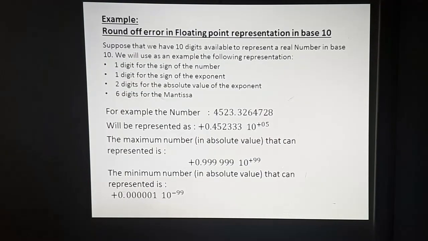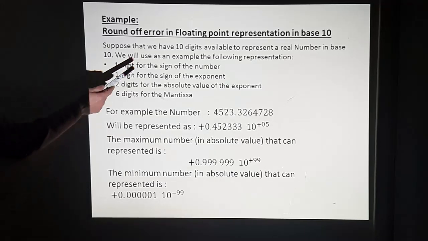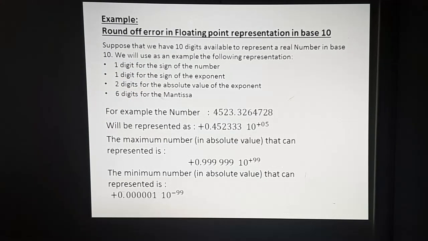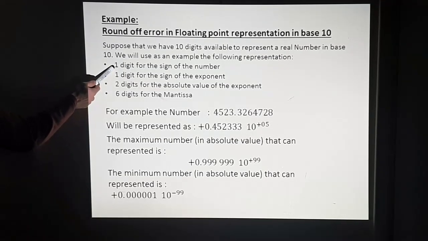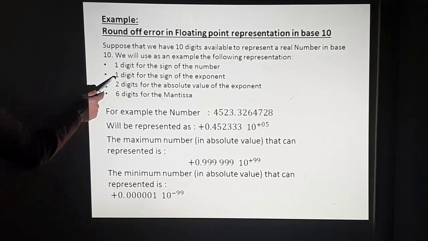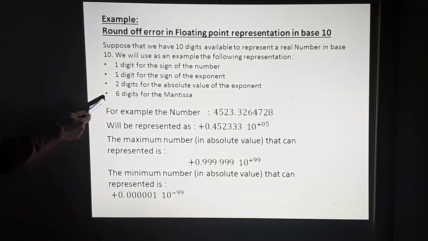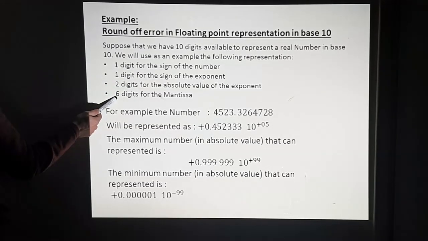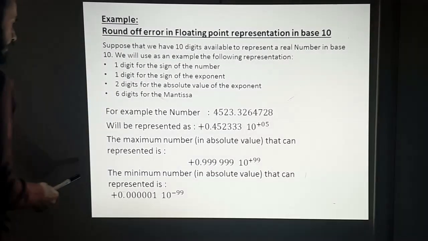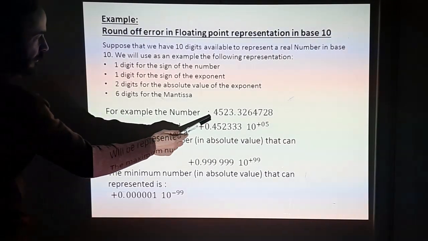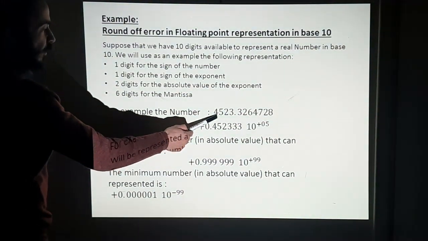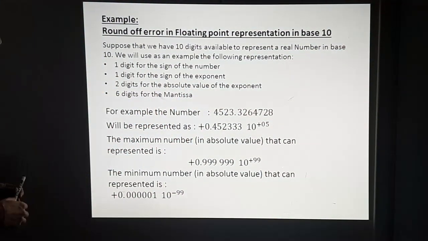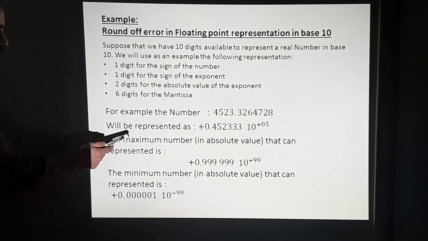For example, I will give an example of floating point representation in base 10. So suppose we have 10 digits available to represent a real number in base 10. We'll use the following representation. We'll use 1 digit for the sign of the whole number, 1 digit for the sign of the exponent, 2 digits for the absolute value of the exponent, and 6 digits for the mantissa. So for example, the same number as before, if I want to encode it with this representation, I will represent it as follows.